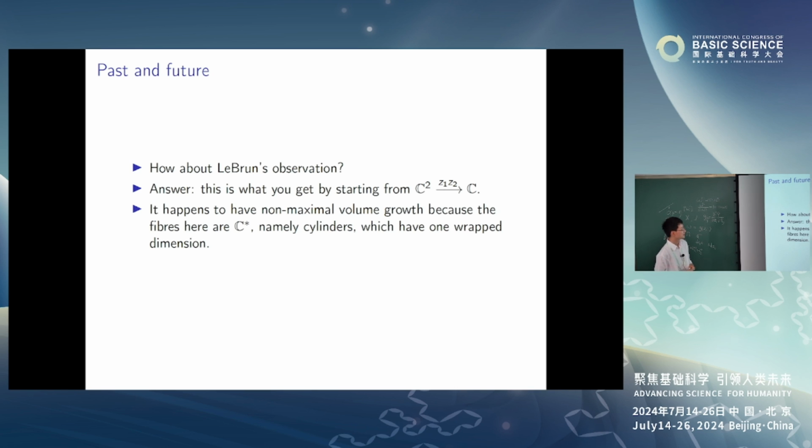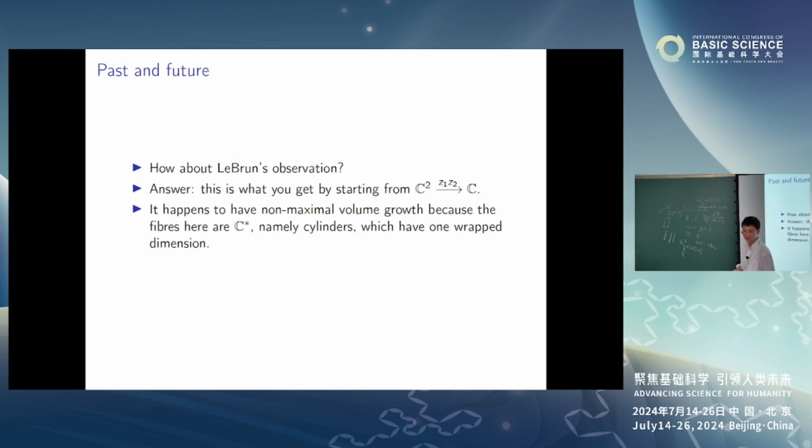Well, where does the Taub-NUT metric come from in this understanding? Well, C2 has a holomorphic fibration to C, which is just given by Z1, Z2, or in other words, Z1 squared plus Z2 squared. That's the Lefschetz fibration in dimension 2, right? That's the simplest analog.